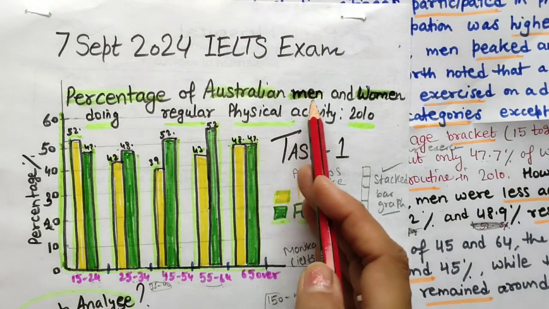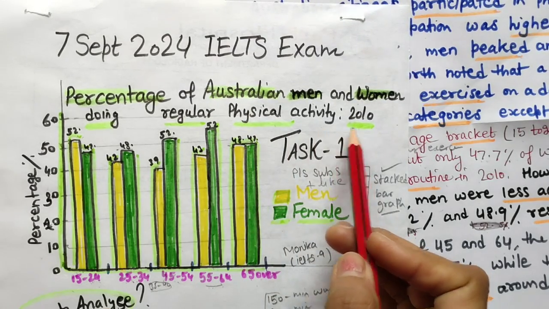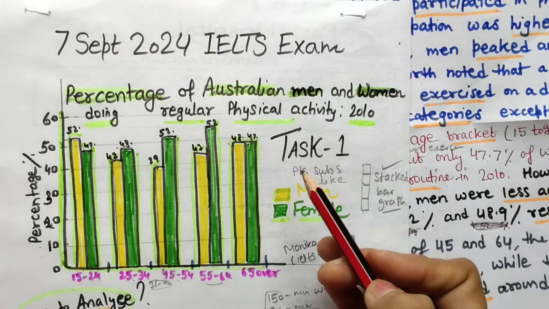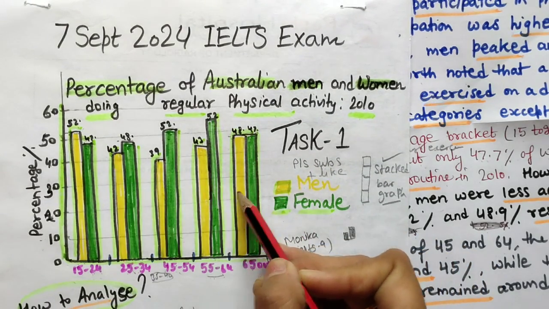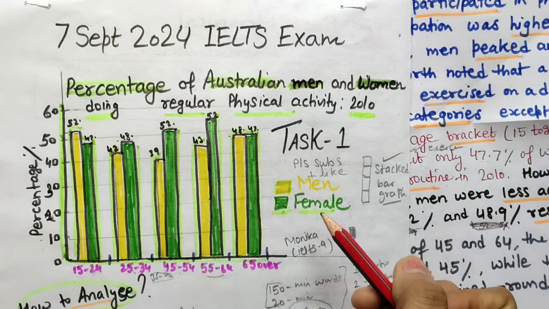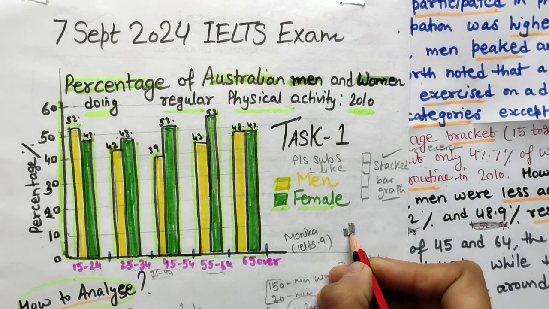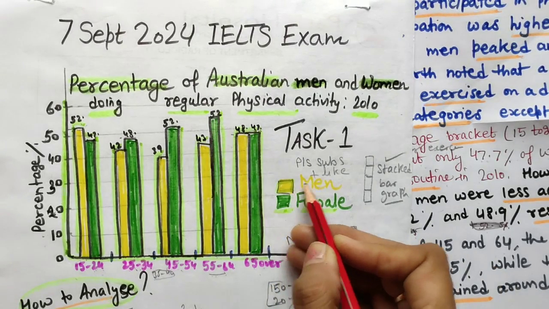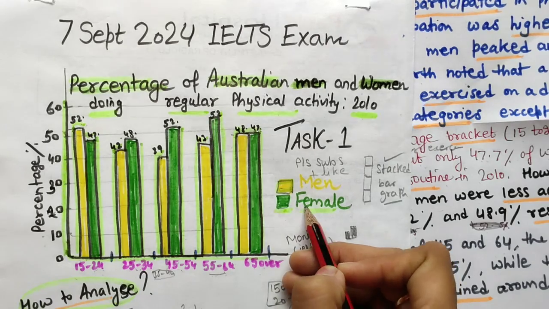Percentage of Australian men and women doing regular physical activity in 2012. So I can see here data is presented in percentages, and two colors. In the actual exam you will not get the same colorful one. You will get lighter gray and then darker gray. Definitely they will give you the category names also. The light one will be men and the green one will be female.